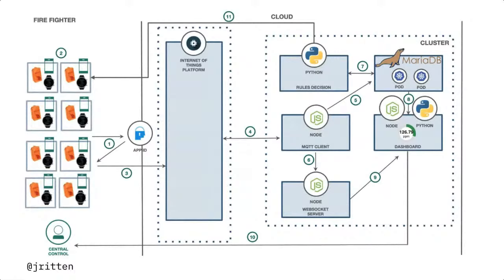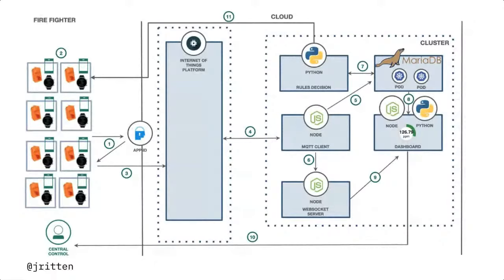So once the data comes in, you can see a couple of different services deployed in a Kubernetes cluster. If you look at number 4, there's a Node.js service which is listening to the IoT platform. As soon as data comes in, it picks up the data and does a couple of things with it. Number 5, it sends the data to a MariaDB database. MariaDB is a relational SQL database. We deployed that as a pod or as a deployment in our Kubernetes cluster.